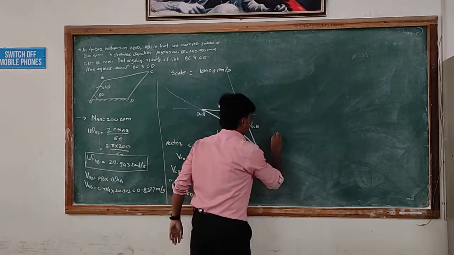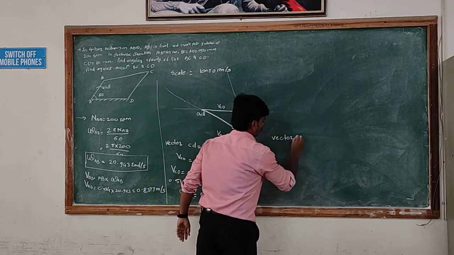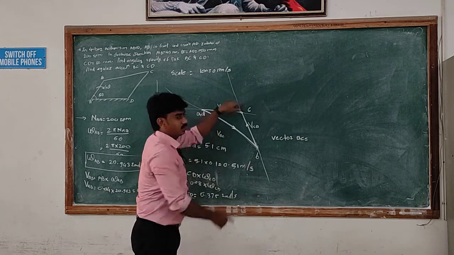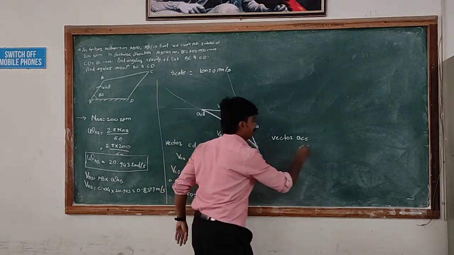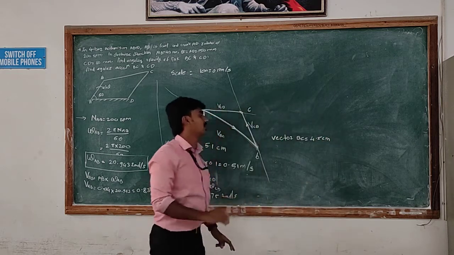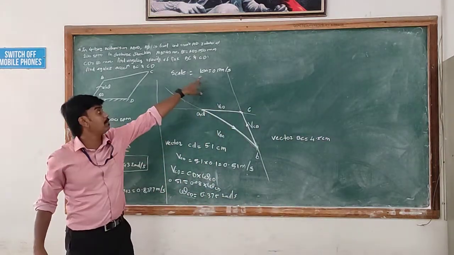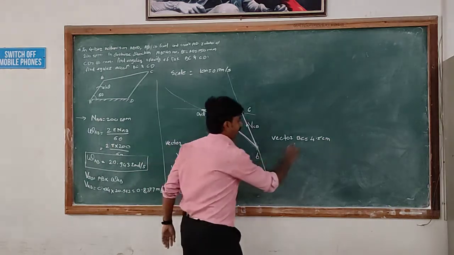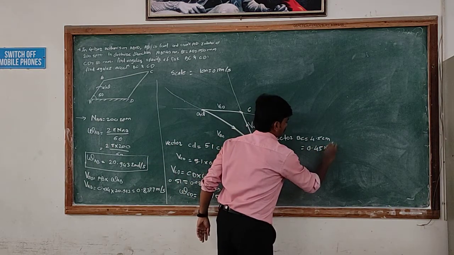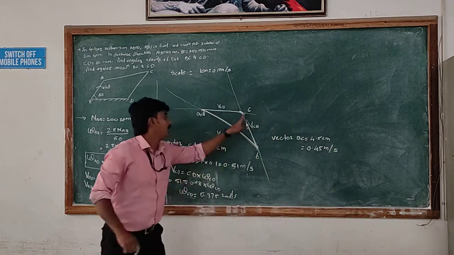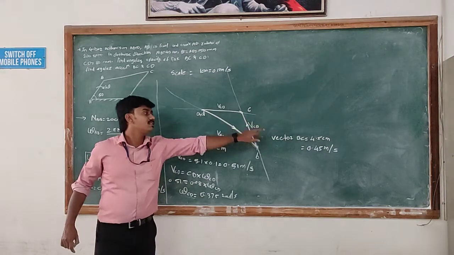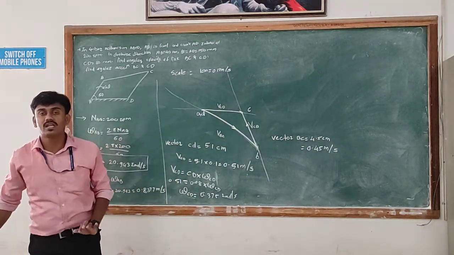So vector BC is equal to, measure this distance. What is the distance of this? If we measure this, it becomes 4.5 centimeter. Convert it into meter per second by multiplying by this scale. So it becomes 0.45 meter per second. The velocity of the link BC is 0.45 meter per second.